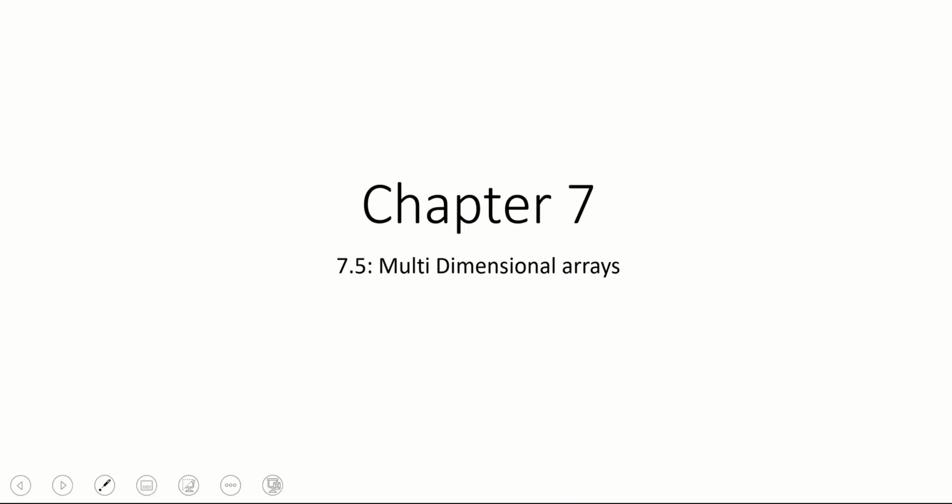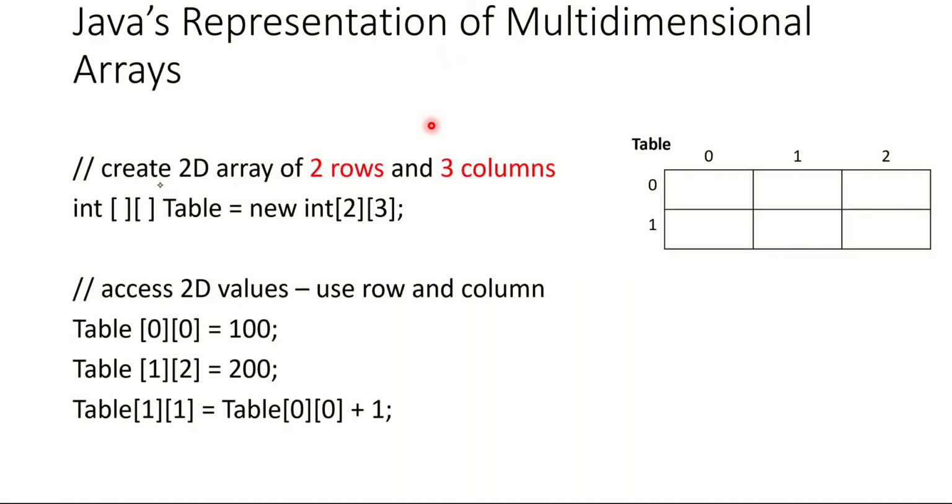Bismillah ar-Rahman ar-Rahim. In this section, we will talk about 7.5, which is multidimensional arrays. And we will start with how to declare a two-dimensional array. So as a starting point, if we have a statement that says create a two-dimensional array of 2 rows and 3 columns, which is something similar to the table we have here.